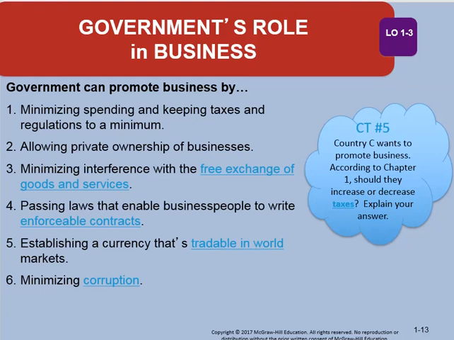Now within the economic and legal segment, we have the government's role in business. So critical thinking question number 5 talks about country C, and they want to promote business. They really want entrepreneurship, right? So according to chapter 1, should they increase or decrease their taxes?